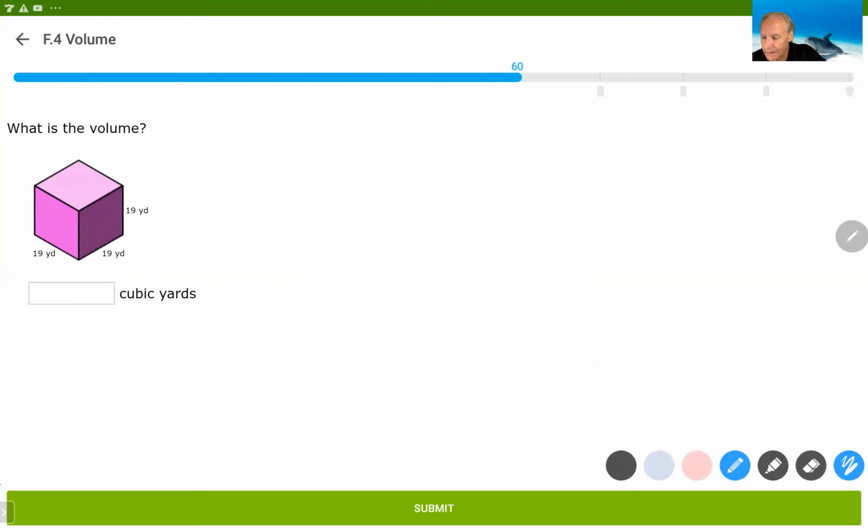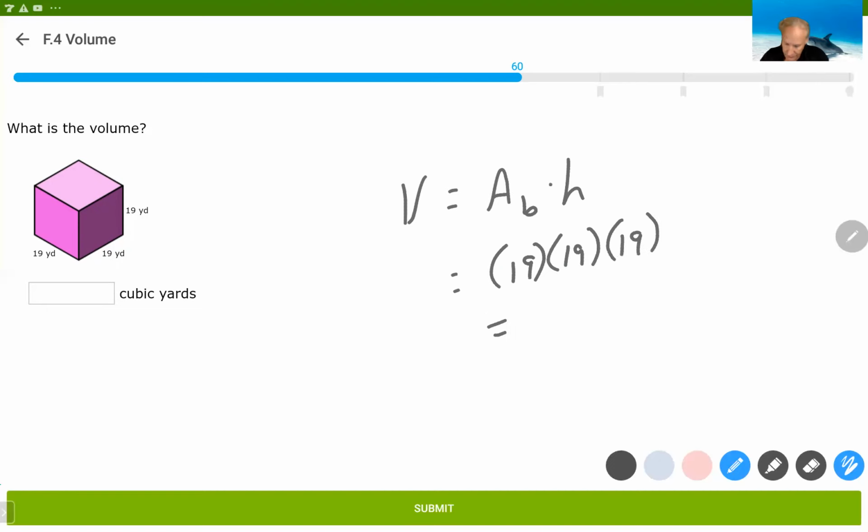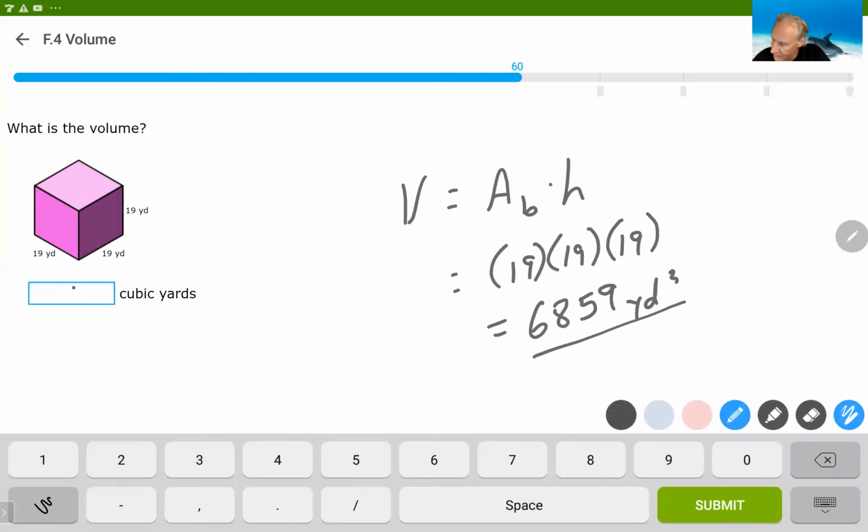Area of the base times the height. This is 19 cubed because the volume is equal to the area of the base times the height. Or in this case, 19 times 19 times 19, which is 19 cubed. Don't happen to know that one in my head. Which is 6859. And this is in cubic yards. That's a lot of cubic yards. 6859.